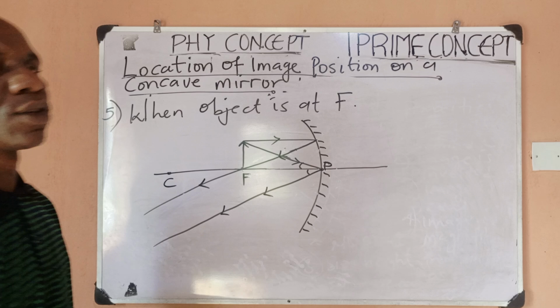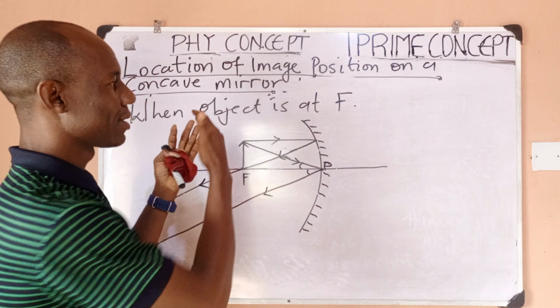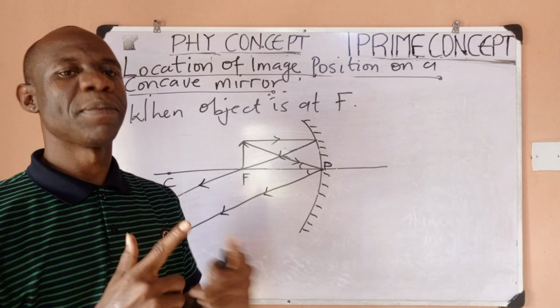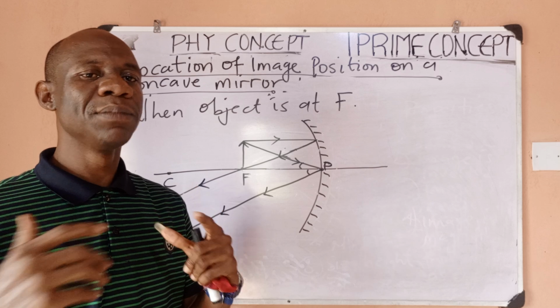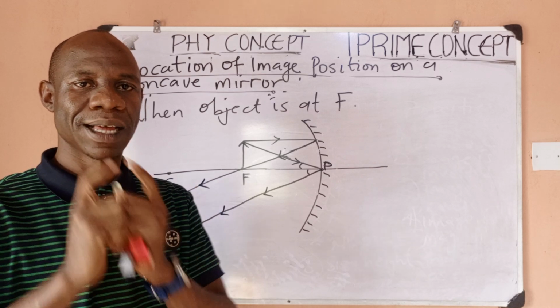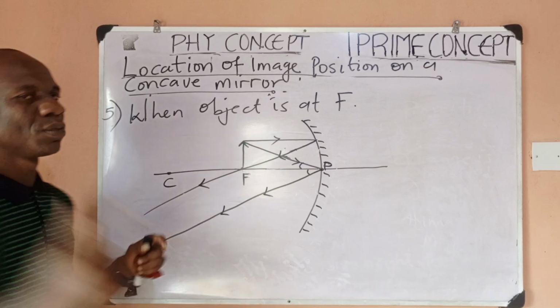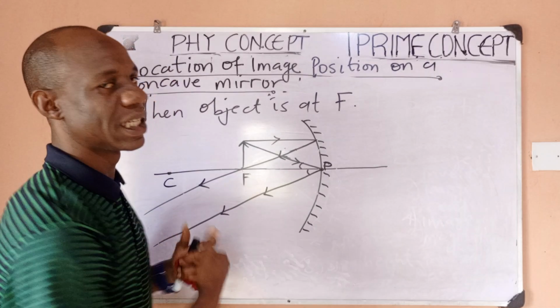And remember what I told you at the beginning of this video. When we are dealing with the concept of ray optics in physics, when you see parallel lines, it simply means that the object or the image is located at what point? At infinity. So seeing this, it means that this image will be formed somewhere at a very far distance, which we're going to call infinity.